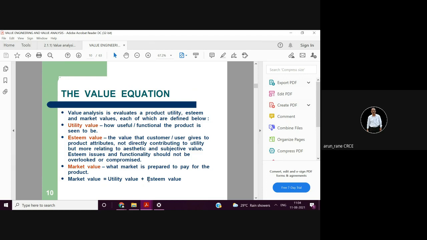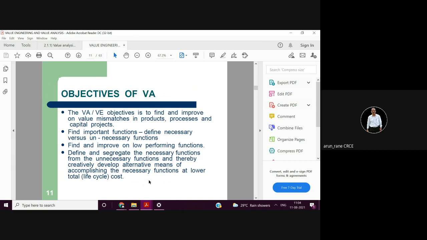These you are aware of: utility value, esteem value, market value. So market value is equal to utility value plus esteem value. And what are the objectives of value analysis? To find and improve on value mismatches in products, processes, and capital projects. So it's not only for products. Value analysis, remember, can be done for the process also, for a grinding process also.